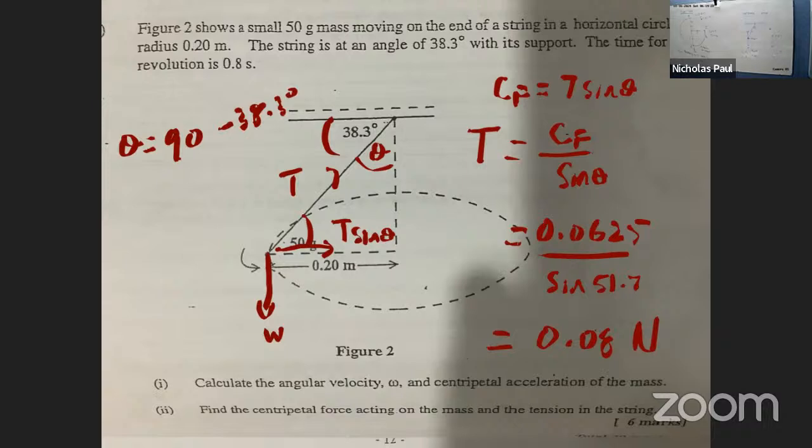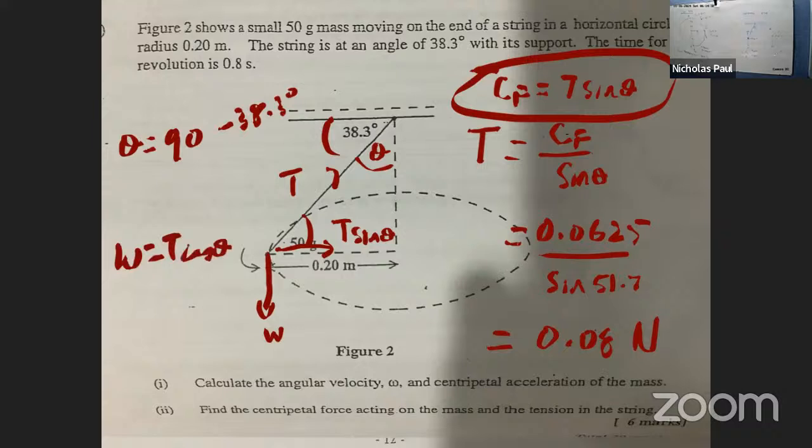Instead of using centripetal force T sine theta, we could have also said that W is equal to T cos theta, and worked it out. Either could have been used. You'd get the very same answer.